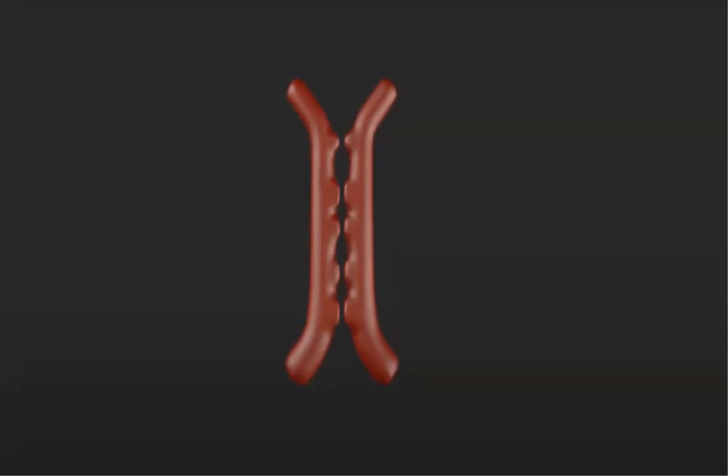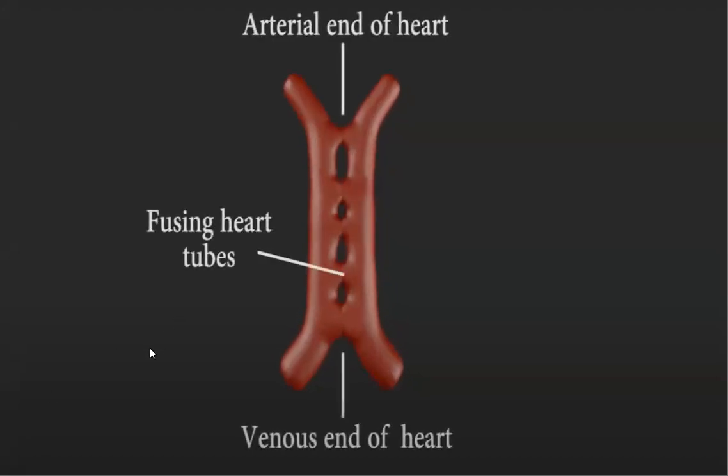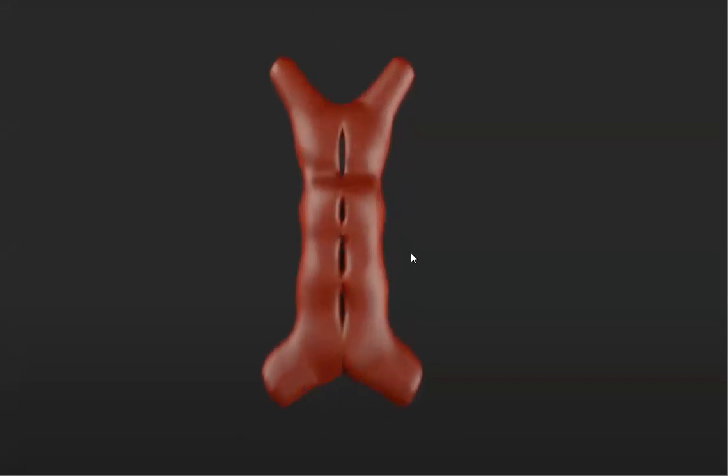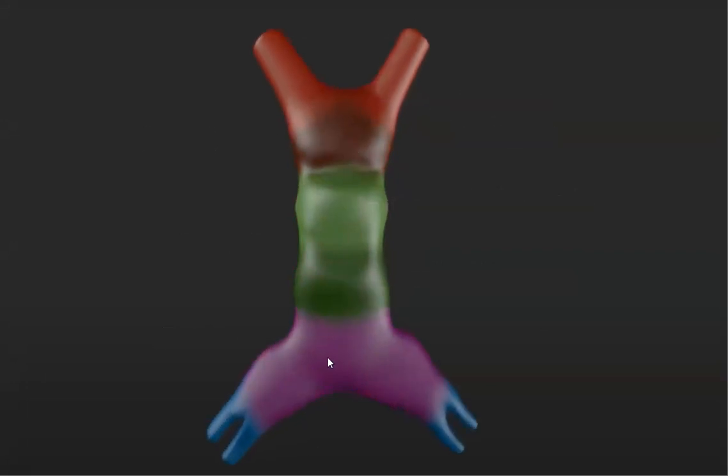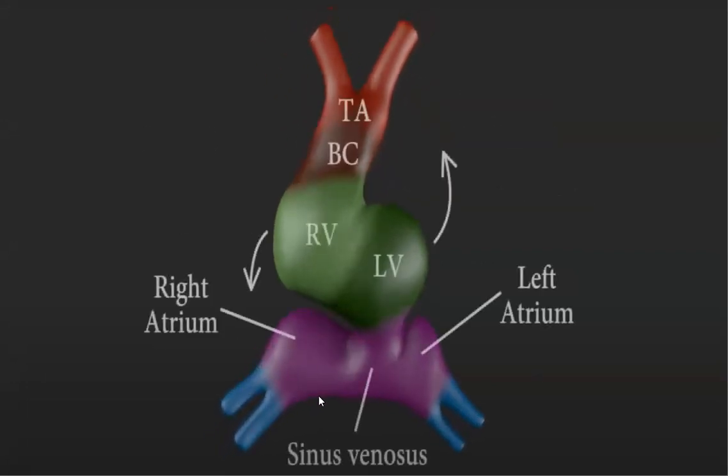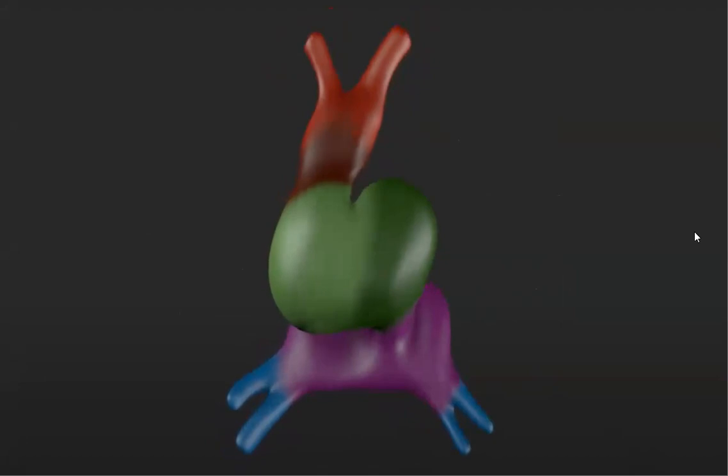Let's see this. This is a heart tube which is formed by the two tubes, and the truncus arteriosus, the bulbus cordis, right ventricle, left ventricle, and the sinus venosus. Now the looping is up. The tube comes down and it will go up like this.